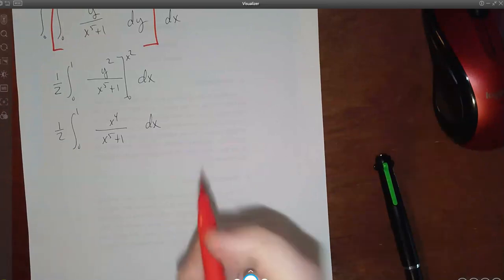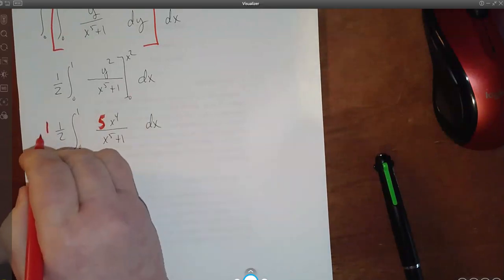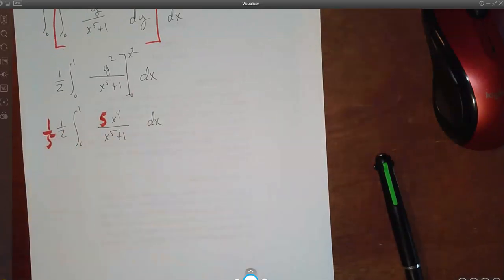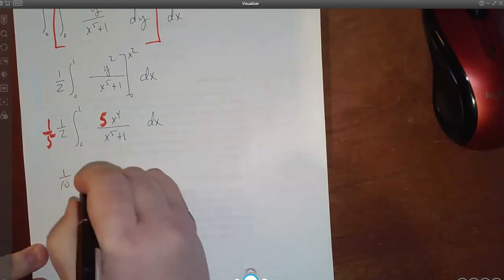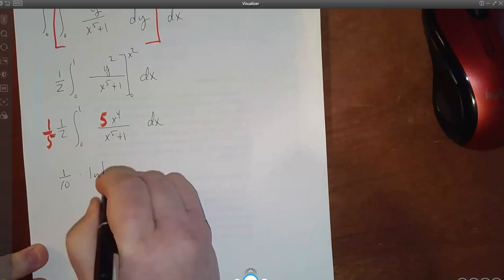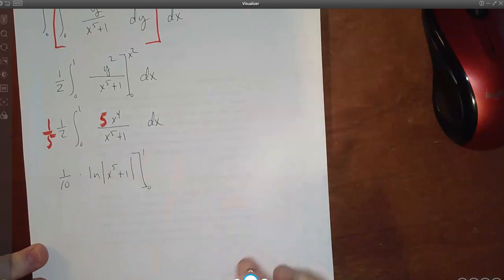But I can cheat and say, here's my 5. And then I'll put a 1/5 outside, so they will cancel. So I've got my magic 5 to help me do substitution. So this gives me 1/10 times, well, the integral of this, the derivative of the bottom is sitting on top, so I've got the natural log of x to the 5th plus 1. And I'm going to take this from 0 to 1.